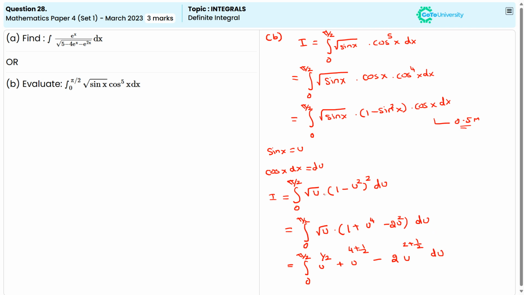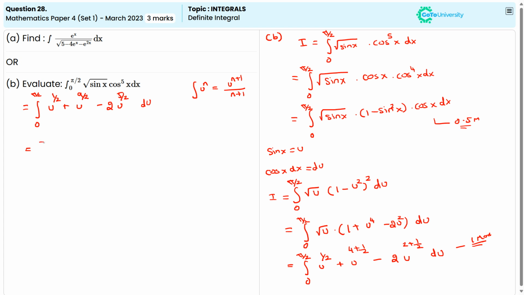Now substituting the value of u and again simplifying this, you will get 1 mark. Now if we simplify this further, we get integration of the limits from 0 to pi by 2, u power 1 by 2 plus u power 9 by 2 minus 2 into u power 5 by 2, into du. Now we know that integration of u power n is u power n plus 1 divided by n plus 1. Now we are going to apply this formula here.